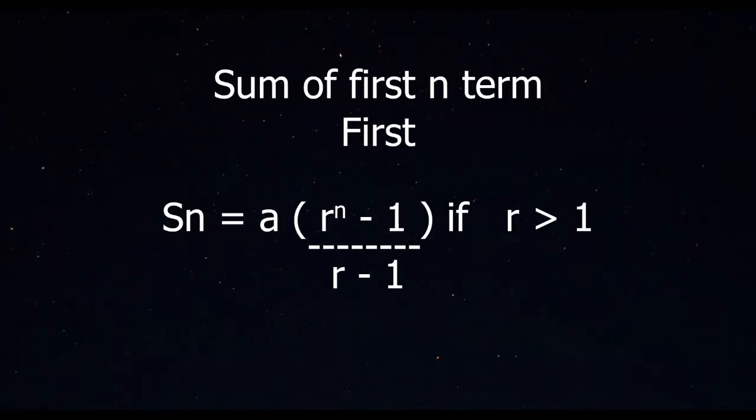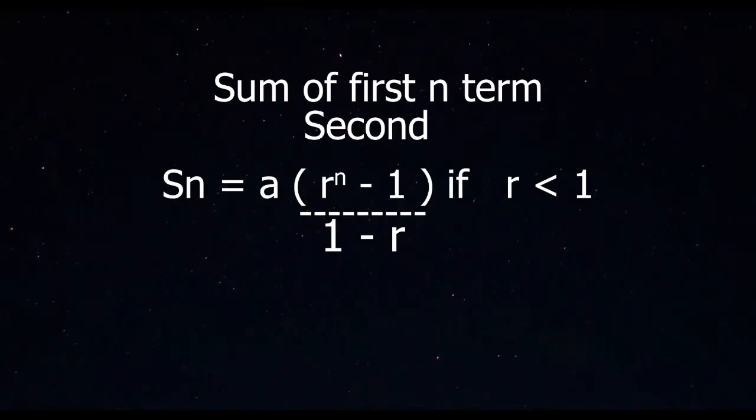Okay, for this sum of the first n terms, it has two different formulas, which is for common ratio bigger than 1, and then for common ratio less than 1. This is the formula for common ratio bigger than 1. And then this is the formula for common ratio less than 1.